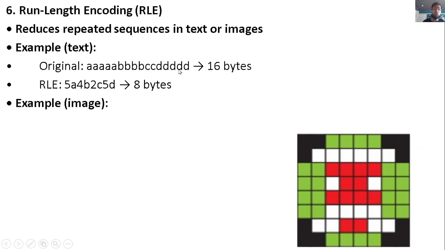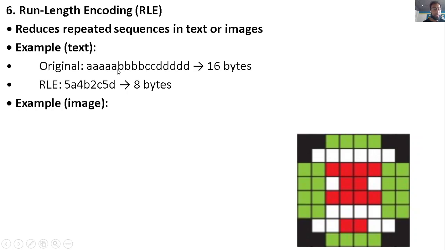Okay. Now, in order to reduce this size, let's see the total number of bytes it is consuming: 16 bytes. How? One byte for A, so five A's will make 5 bytes. Four bytes for B. So 5 plus 4 is 9, plus 2 bytes for C is 11 bytes, and plus 5 bytes for D, that is a total of 16 bytes.